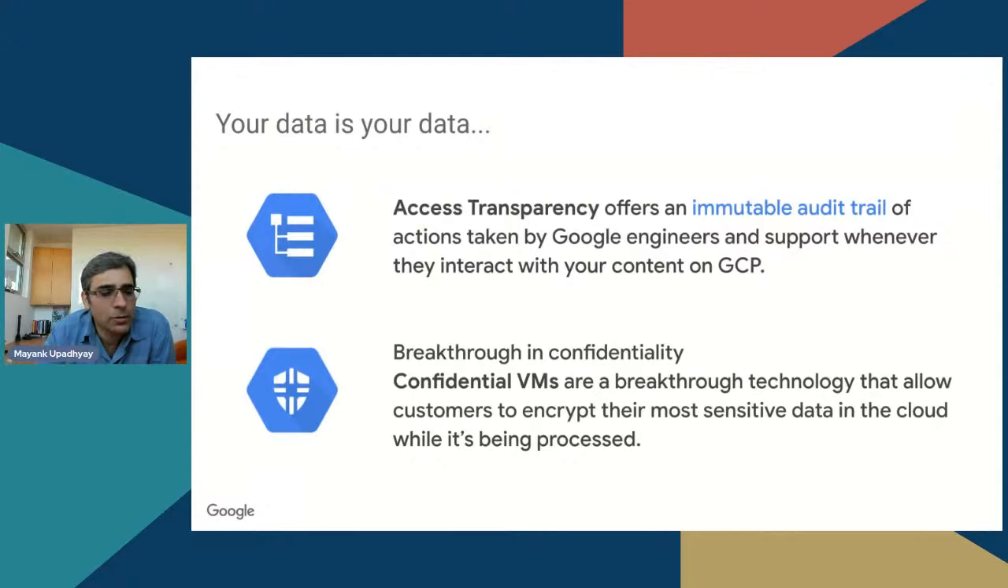One of these, which we spoke about before, Joe might have mentioned, is this thing called access transparency. And this is basically us giving you an audit trail of anything that was done by a Google engineer or a support person if they were helping debug something on your behalf. And then likewise, as I spoke about this recent breakthrough in confidentiality, this product of confidential VMs allows you to keep your data encrypted even while it's in memory. So these are two interesting trends that I'd encourage you to check out.